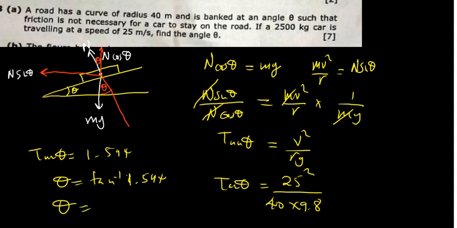And that is going to give us 57.9 degrees. So that is the angle at which the road is going to be banked.